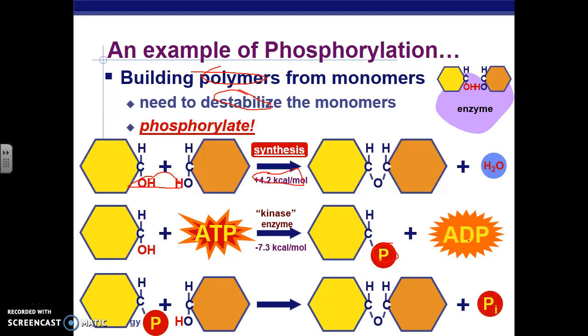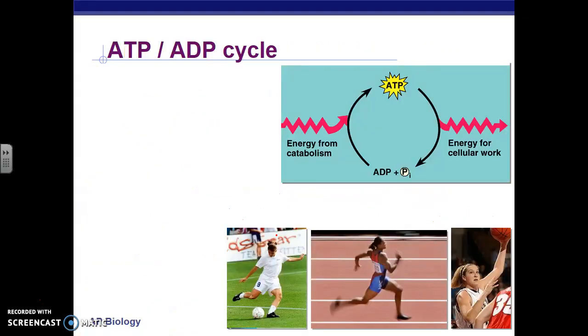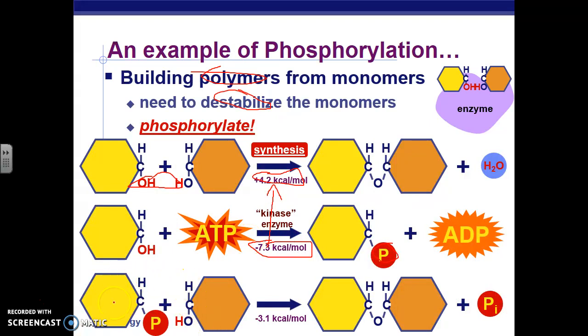Now, notice that removing the phosphate group from ATP and adding it to the sugar was a negative reaction, or it released energy. Notice that it released more energy than this one. So the energy released here can be used to power this reaction. And here, remember, the phosphate group destabilizes this molecule. Now it wants to bond to the other monosaccharide, and it does.